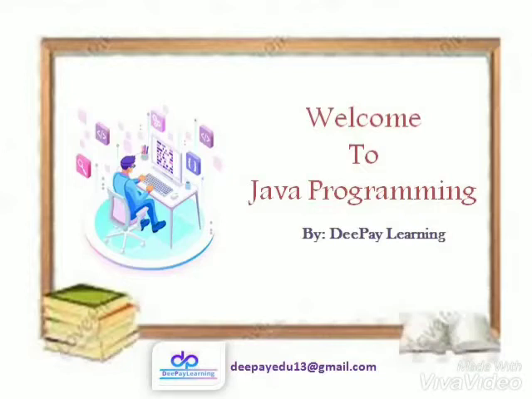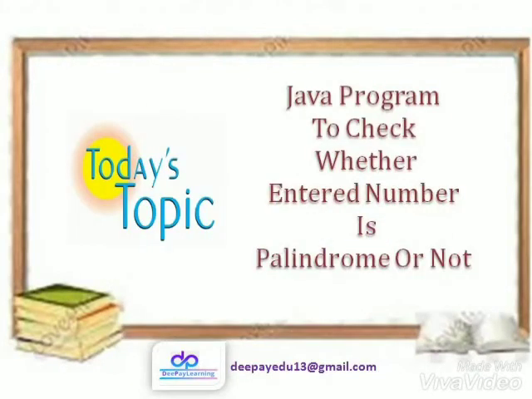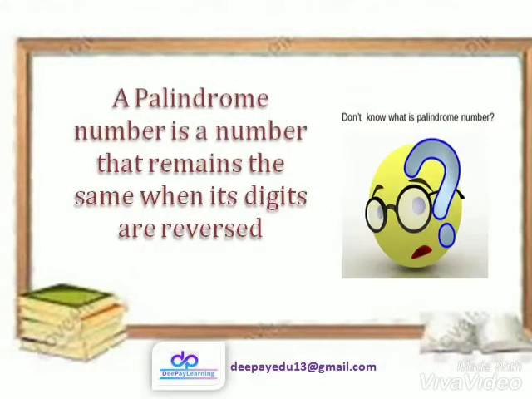In today's lecture, we will learn about palindrome numbers and then implement the logic to check whether a number is a palindrome or not. Okay? So friends, before proceeding to focus on how to write this program in Java, I would like to explain to you what a palindrome number is. A palindrome number is a number that remains the same when its digits are reversed.